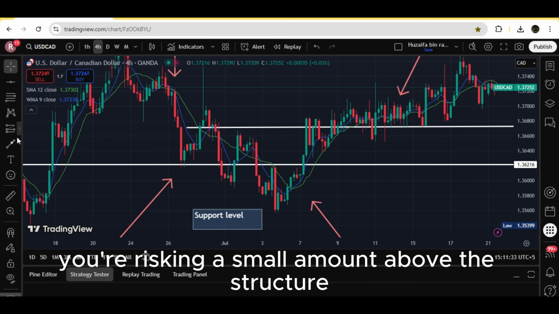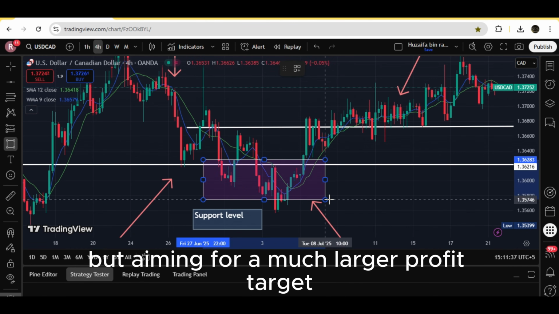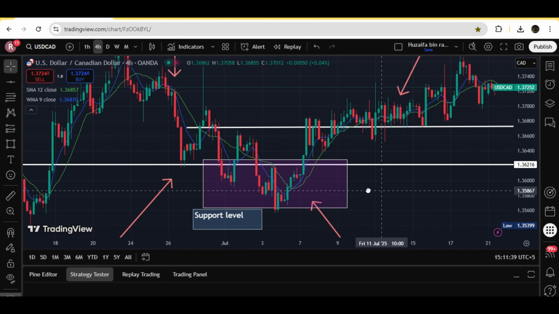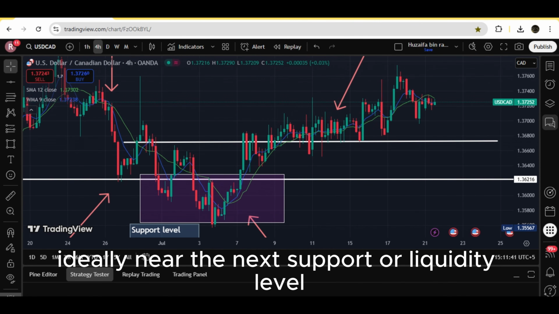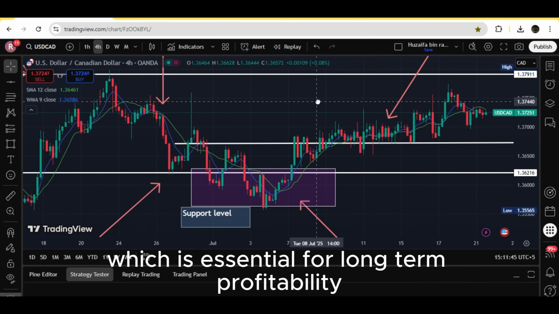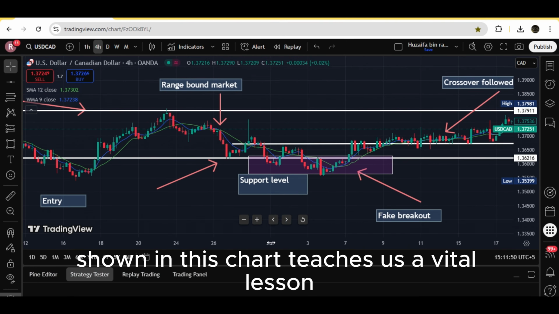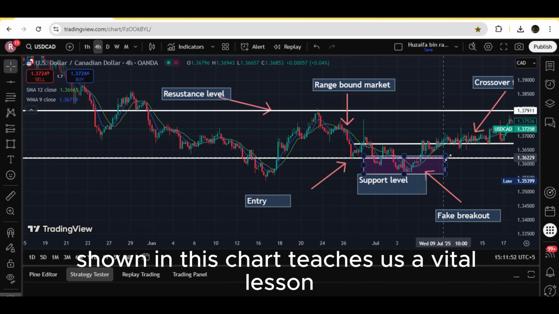You're risking a small amount above the structure, but aiming for a much larger profit target in the direction of the breakout, ideally near the next support or liquidity level. This gives you a high reward-to-risk ratio, which is essential for long-term profitability. The overall strategy shown in this chart teaches us a vital lesson.